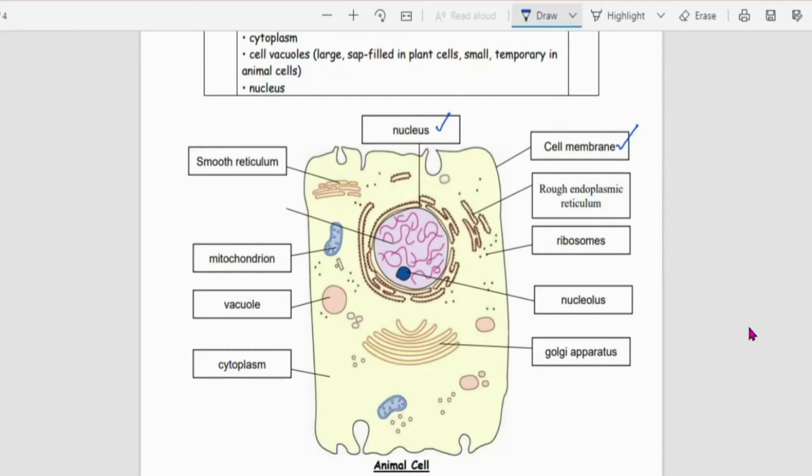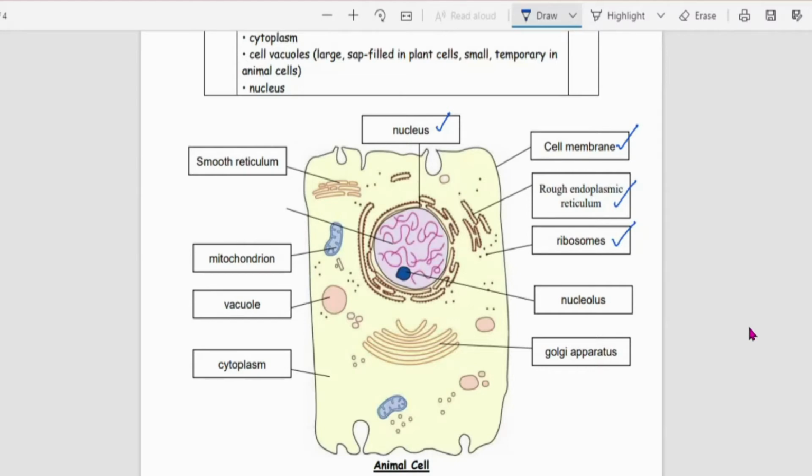Now, for rough endoplasmic reticulum, we realize it has a tubular shape, so very cylindrical. But it has these little dots on the outside, so polka dots on the outside. So this tube-looking thingy with the polka dots, that's the RER. Ribosomes are actually just little black dots around. So all these are ribosomes.